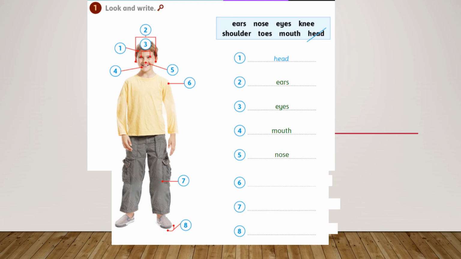And number 6, pretty clear, it's shoulder. Excellent. Number 7, yes, excellent. This is our knee. And finally, the toes in our foot.